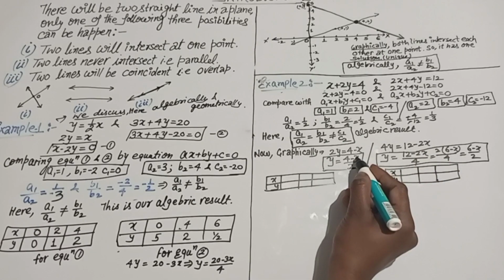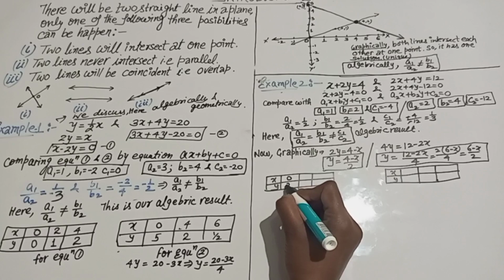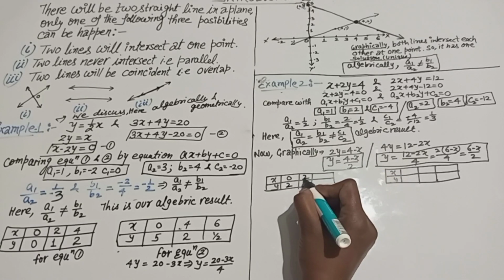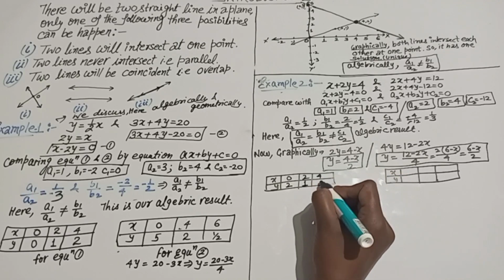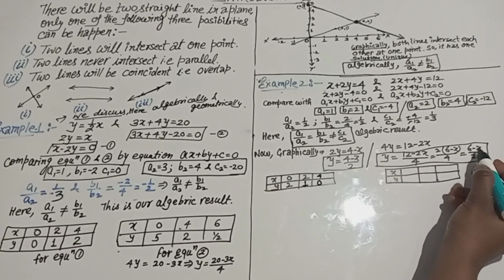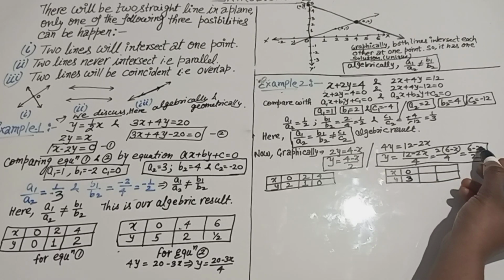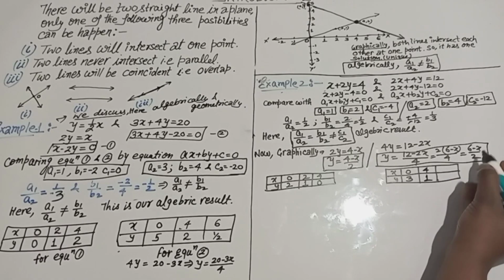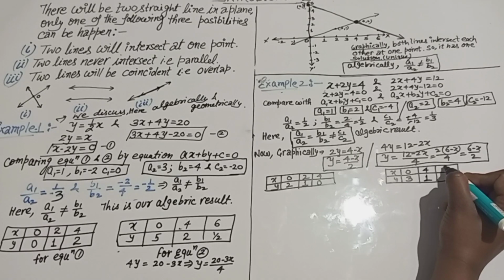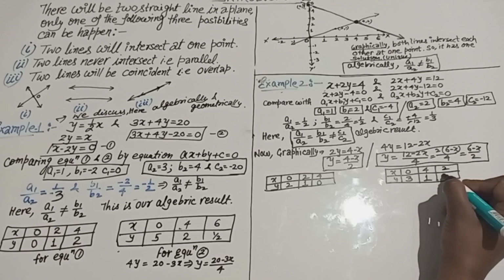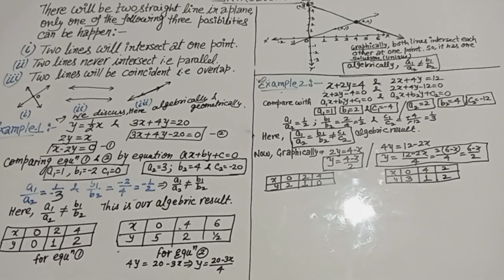So here, when we put x is equal to 0, y is equal to 2. When x is equal to 2, 4 minus 2 is 2, so y is 1. When x is equal to 4, y is 0. Now for the second equation, x is equal to 0, so y is equal to 3. When we put 2, 6 minus 2 is 4, so y is 2. When we put 4, 6 minus 4 is 2, so y is 1. Okay. So now plot a graph.